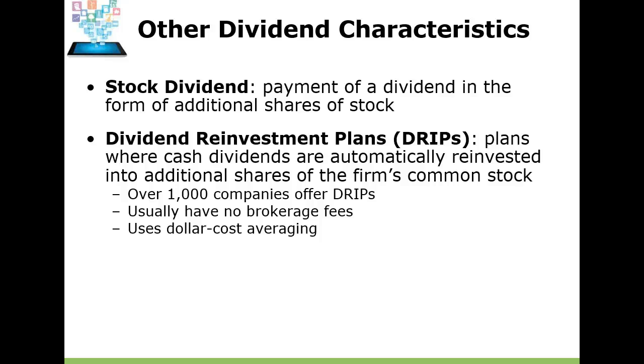Okay, so this is where we left off on other dividend characteristics. So we talked about a cash dividend. A cash dividend is when a company gives you cash as a dividend, and that's always appreciated. And we talked about stock splits. So a 2-for-1 stock split: you had 100 shares at $10, now you have 200 shares at $5.